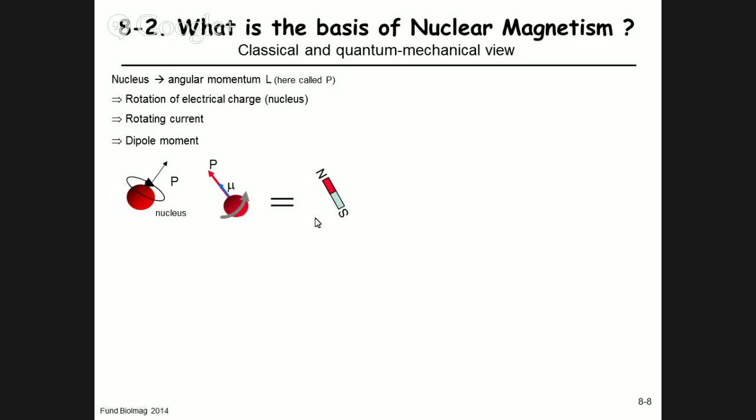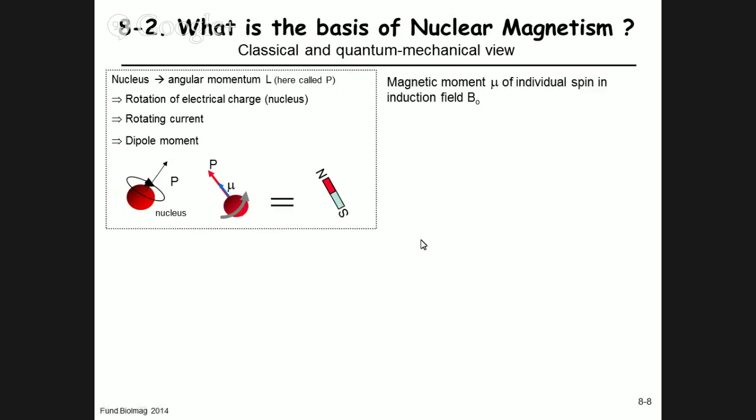Okay, and then the simplification that's very often done, and I'll do it here as well, is one can think of each nucleus as a little bar magnet. In terms of its magnetic properties, it's not a bar magnet. It won't move physically based on the external magnetic field, but its magnetic properties are corresponding to the dipole of a little bar magnet. Okay, so if we now look at the magnetic moment of an individual spin in an induction field B0, an external field, then the magnetic moment is actually linked to the angular momentum. It's proportional, and the proportionality constant is called gamma, or gyromagnetic ratio. That's now a quantity that's good to remember, because we will see it very often in the course from now on.